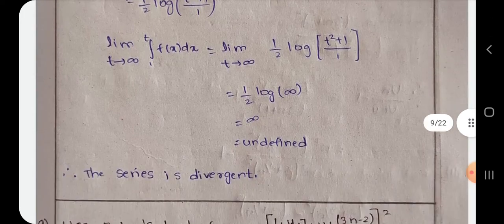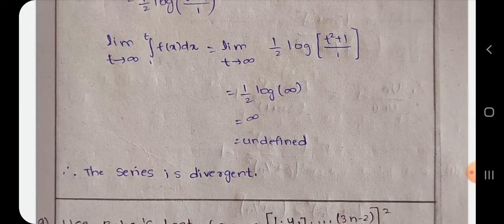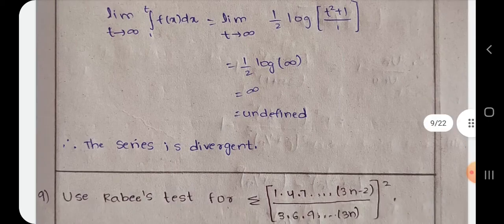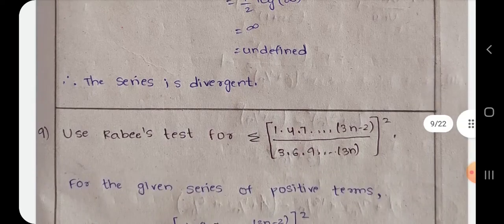and directly you are getting a logarithm which is an undefined value wherever the limit is undefined. If it is finite only, you call it convergent in the integral test. Even if it is undefined or it is infinity, in both cases you can say that it is divergent.